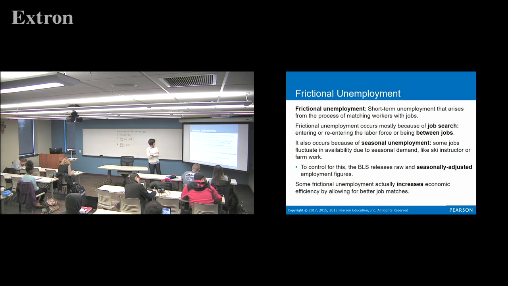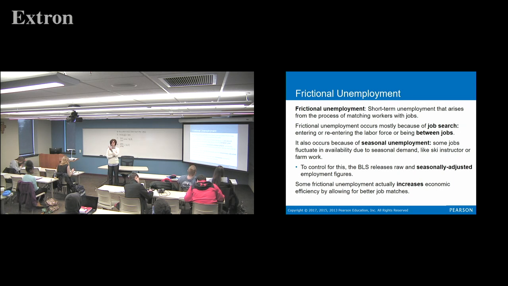It also occurs because of seasonal unemployment. Some jobs fluctuate in availability due to seasonal demand, like a ski instructor or farm work or a construction worker, right? It's not uncommon for construction workers, especially in this part of the United States, to get laid off when the weather is what it is outside right now, because you can't be out on a roof in this. Well, you could be, but I wouldn't recommend it, right? It would be more dangerous than what's normally considered dangerous when you're out on the roof.